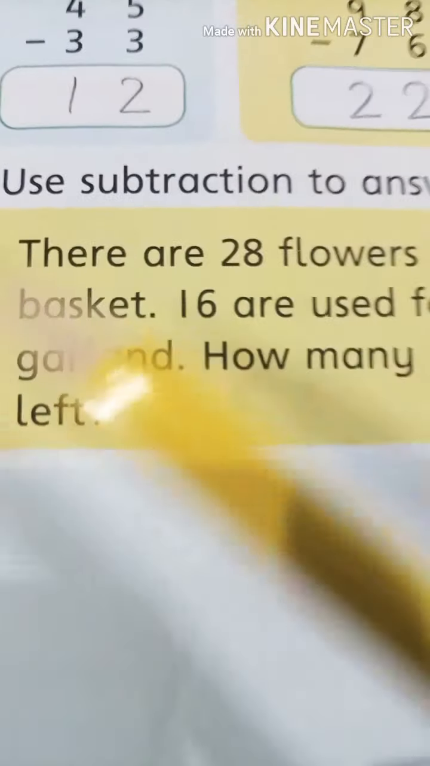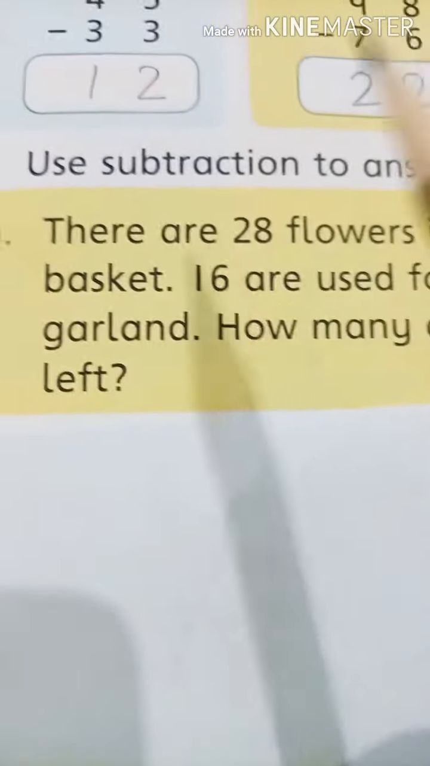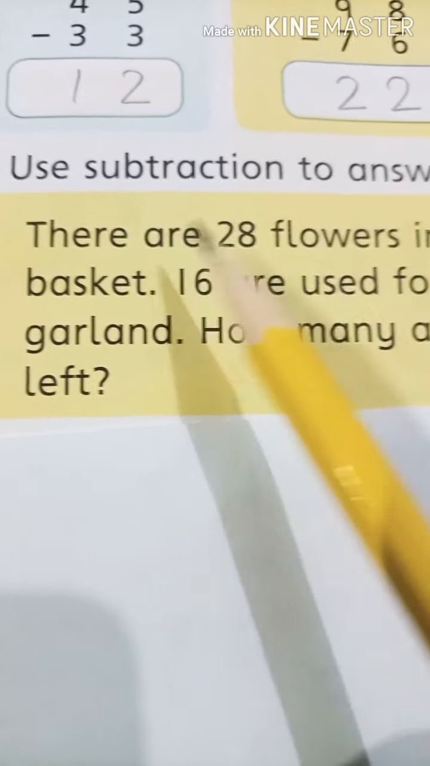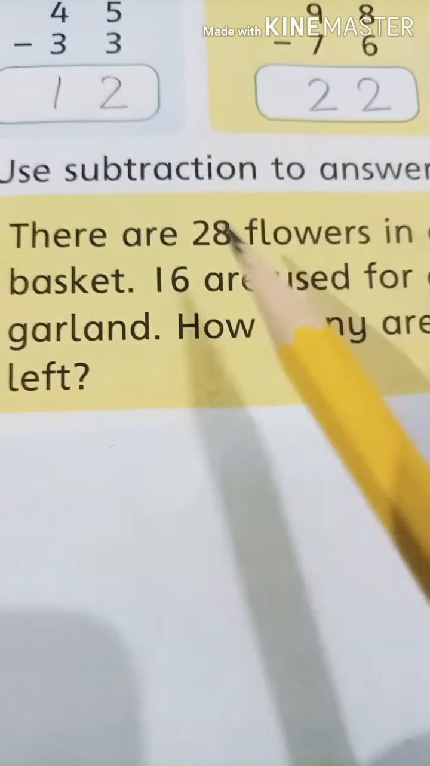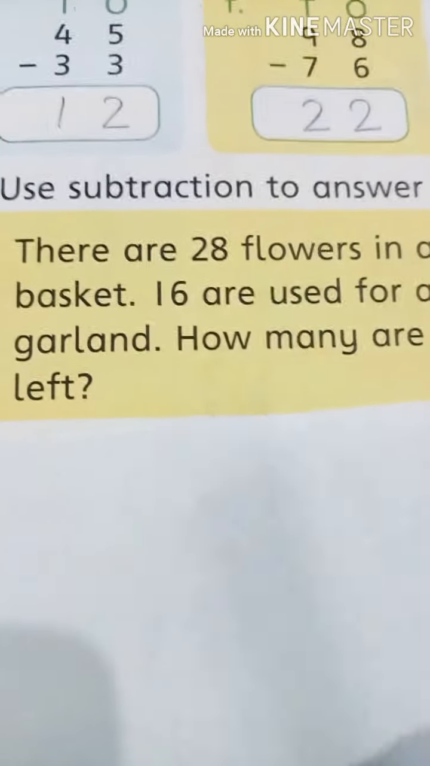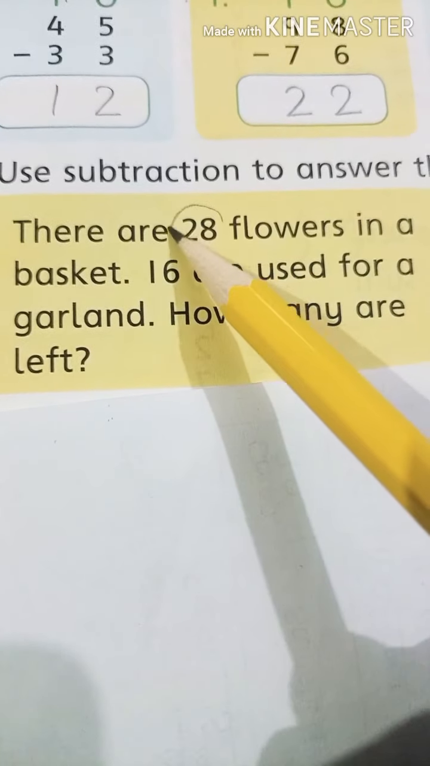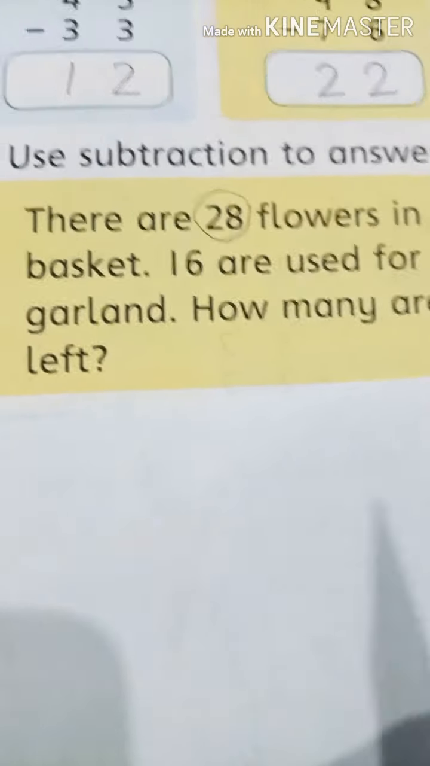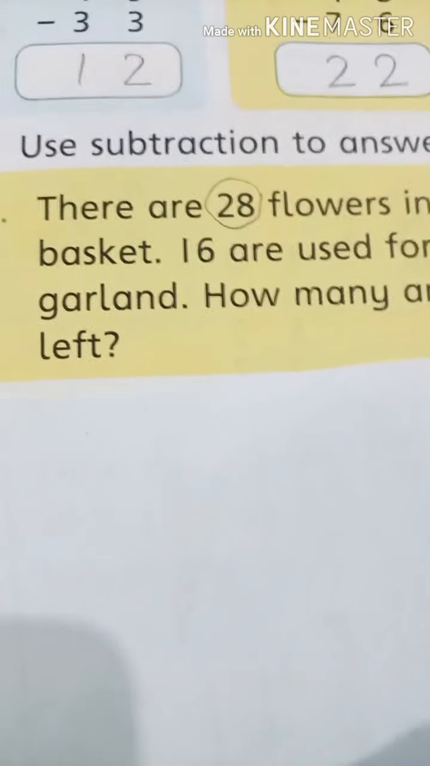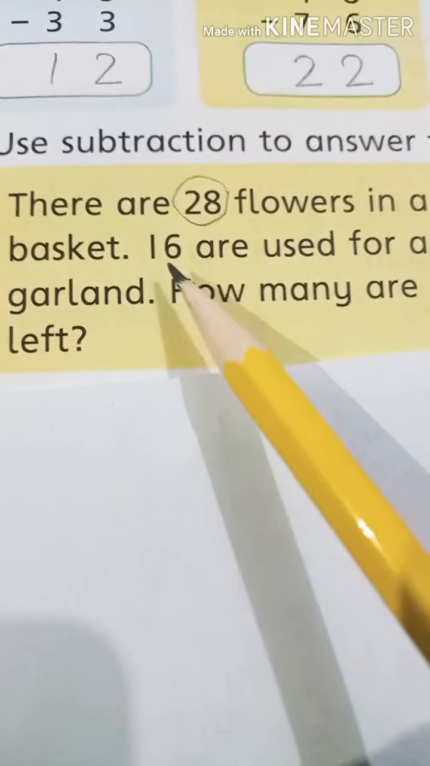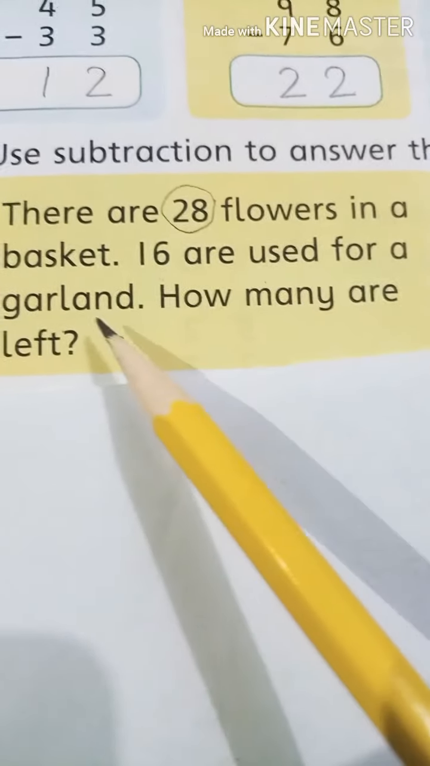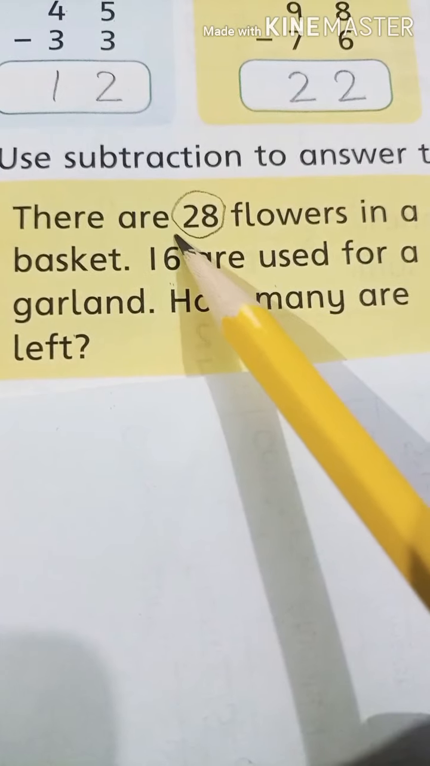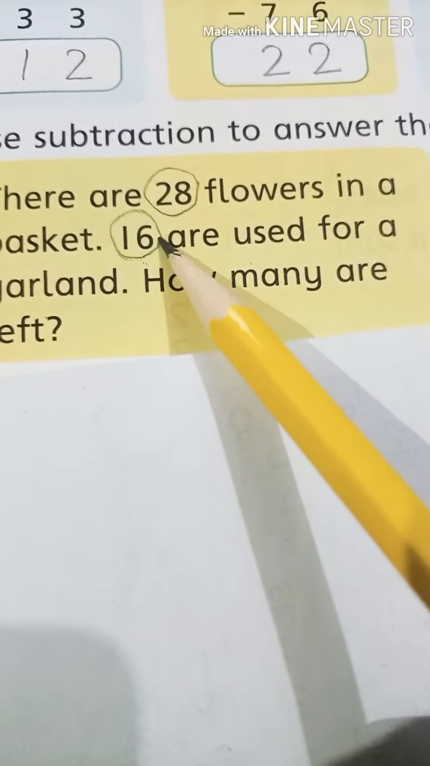Use subtraction to answer these. We will use the subtraction to answer the statement question. Okay, here I am writing the question. There are 28 flowers in a basket. There is an important number here, that we have the 28 flowers in our basket. So I am making a circle around the important number. We have the 28 flowers in the basket, and in the next we have 16 are used for a garland. We have used 16 for the garland. 16 is also an important number in this line, and I am making a circle around it.